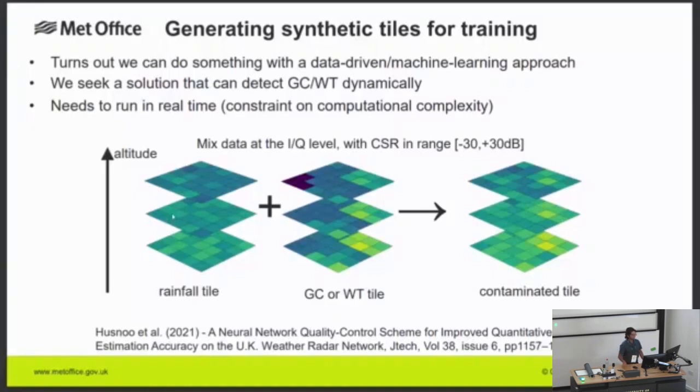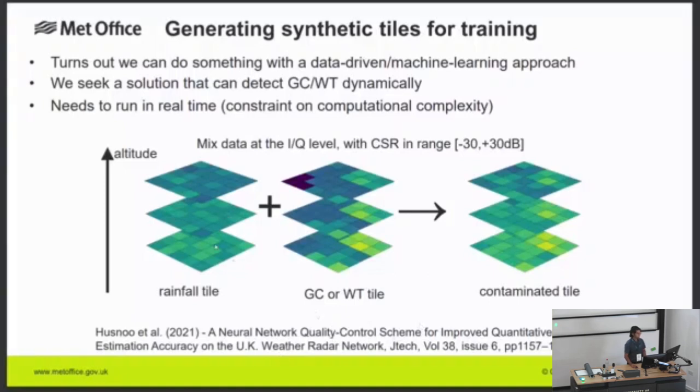So to train this model, what we do is we measure rainfall tiles, cutouts of rainfall where we know there is no ground clutter or wind turbines. And then on a dry day, we take data where we know there is ground clutter or we know there is wind turbines. And we combine those two tiles and we get these contaminated tiles. And we've already published that in a previous work, doing a slightly simpler problem.